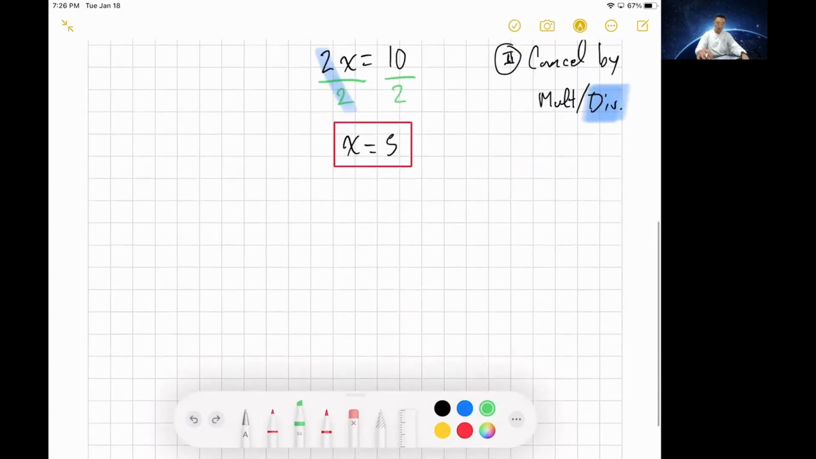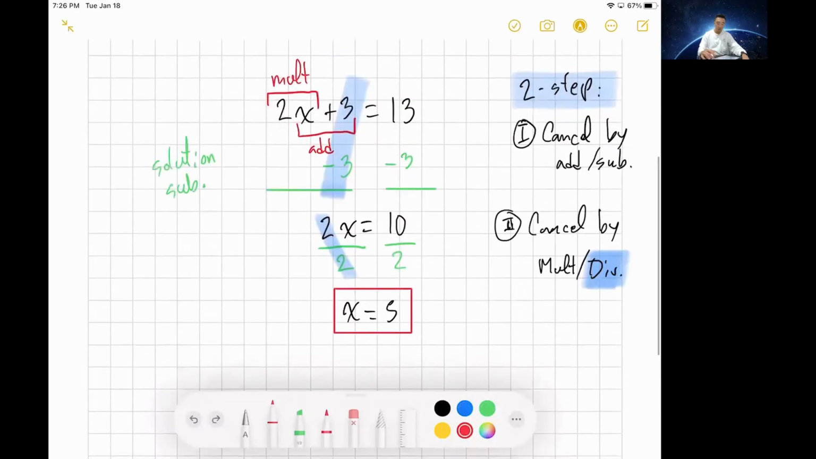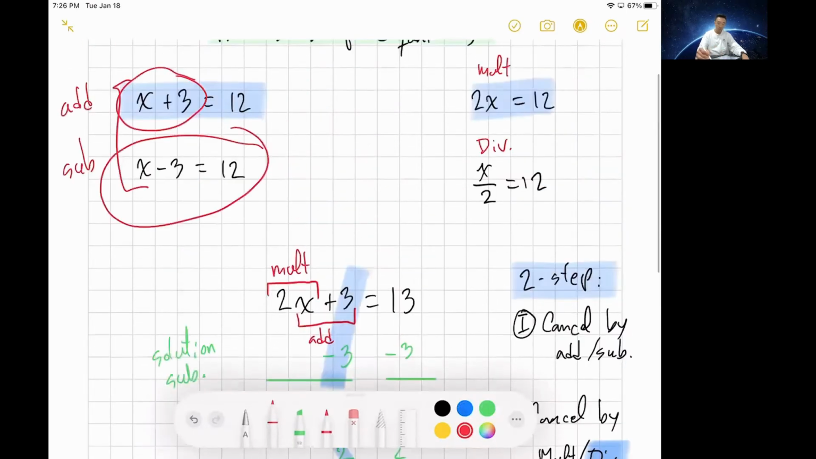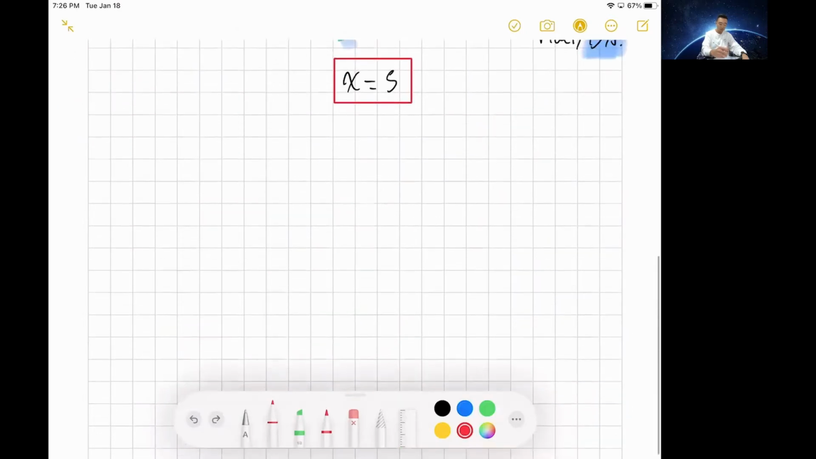Okay, let's try another one with a different combination. Let's try another one that has a combination of this one, subtraction relationship and division relationship. Okay, so example number 1. Well, actually, technically, example number 2. It's fine. Example number 2, right?